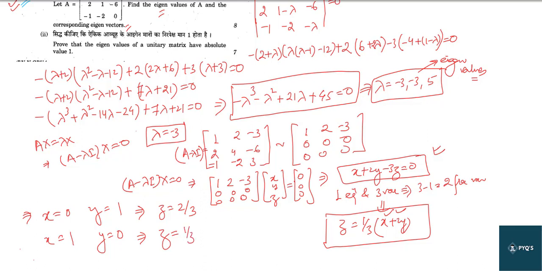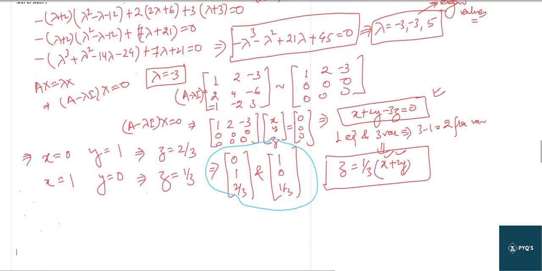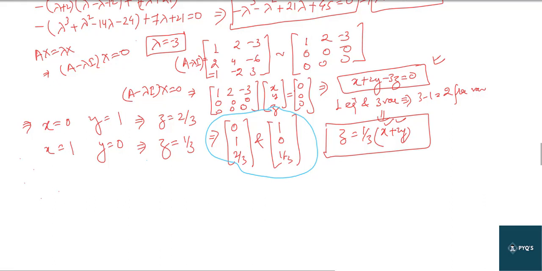So the corresponding eigenvectors for lambda equals minus 3 will be (0, 1, 2 by 3) and (1, 0, 1 by 3). So these are the required eigenvectors for lambda equals minus 3. Now we'll find eigenvectors for lambda equals minus 5.